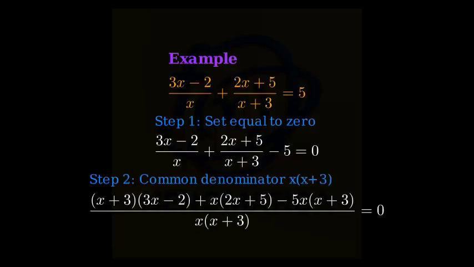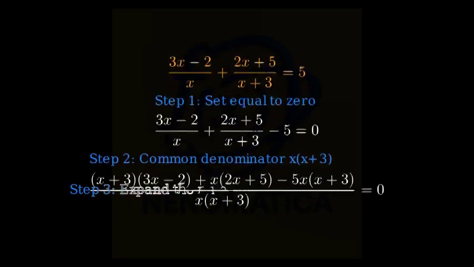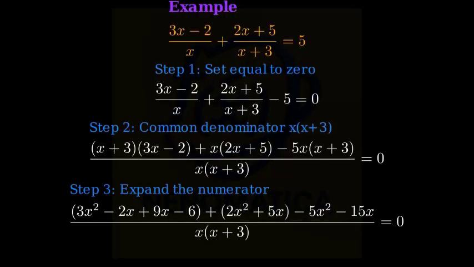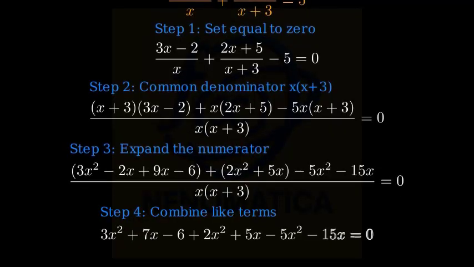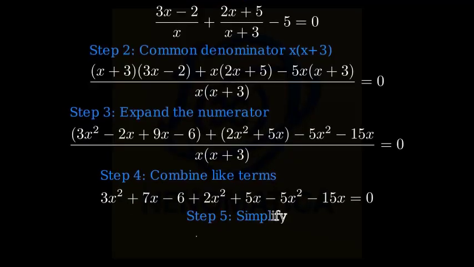Step 4. Combine like terms in the numerator. Step 5. Simplify the polynomial. Step 6. Add 6 to both sides, or equivalently move the constant to the right. Step 7. Divide by -3, so x equals -2. This does not zero any denominator, so it is valid.